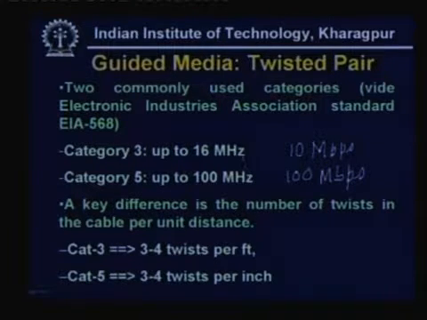And obviously, the key difference between the two is the number of twists in the cable per unit distance. In Category 3, the number of twists is 3 to 4 per foot. On the other hand, for Category 5, it is 3 to 4 twists per inch. So the number of twists in Category 5 is about 12 times that of Category 3, because here it is per foot and there it is per inch. So we see that by increasing the number of twists, we are able to improve the performance.